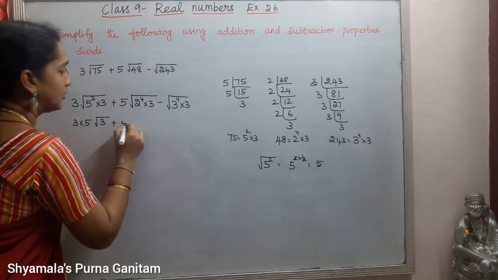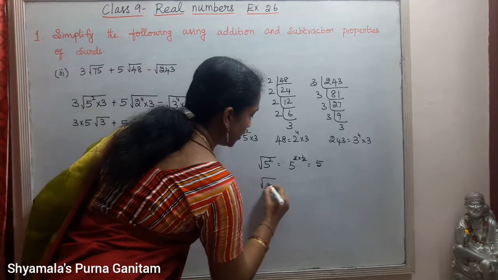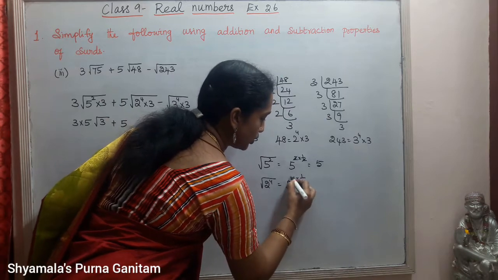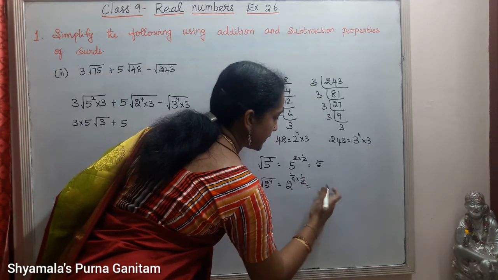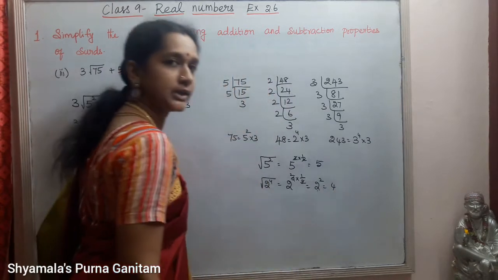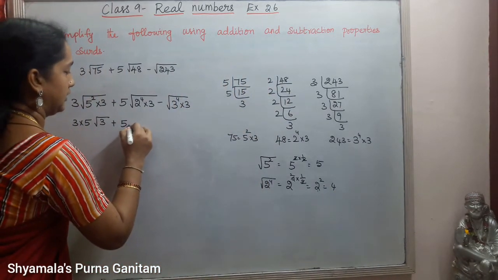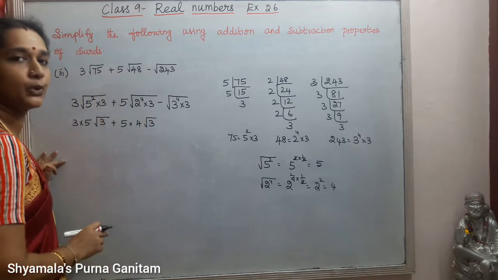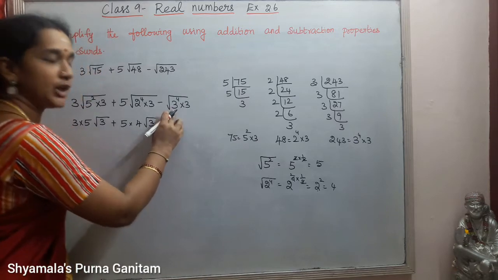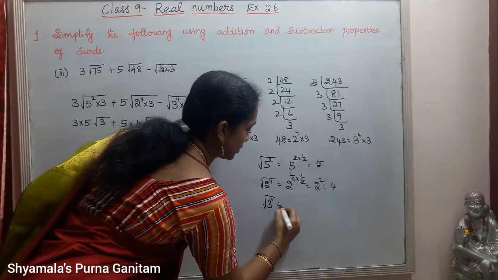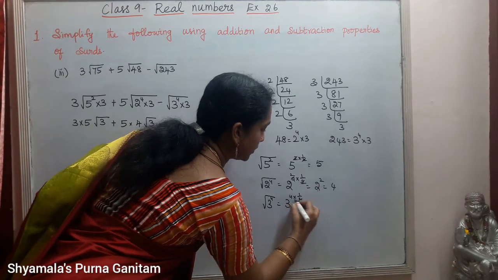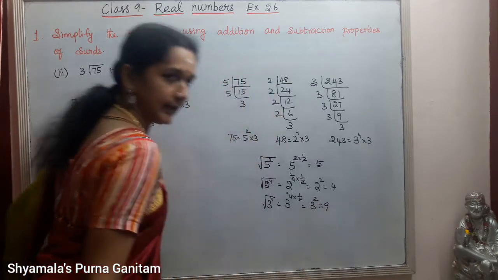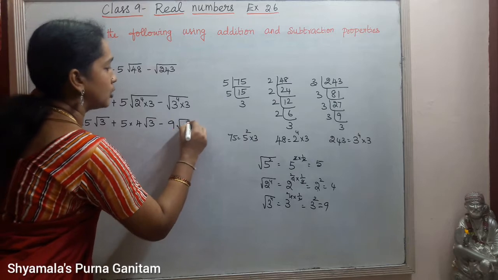Plus 5 into the same procedure: root 2 power 4 is 2 power 4 into 1 by 2, that is 2 squared, which is 2 twos are 4. So 5 into 4 root 3. Minus, the same way, root 3 power 4 is 3 power 4 into 1 by 2, which is 3 power 2, that is 3 threes are 9. So here it is 9 root 3.